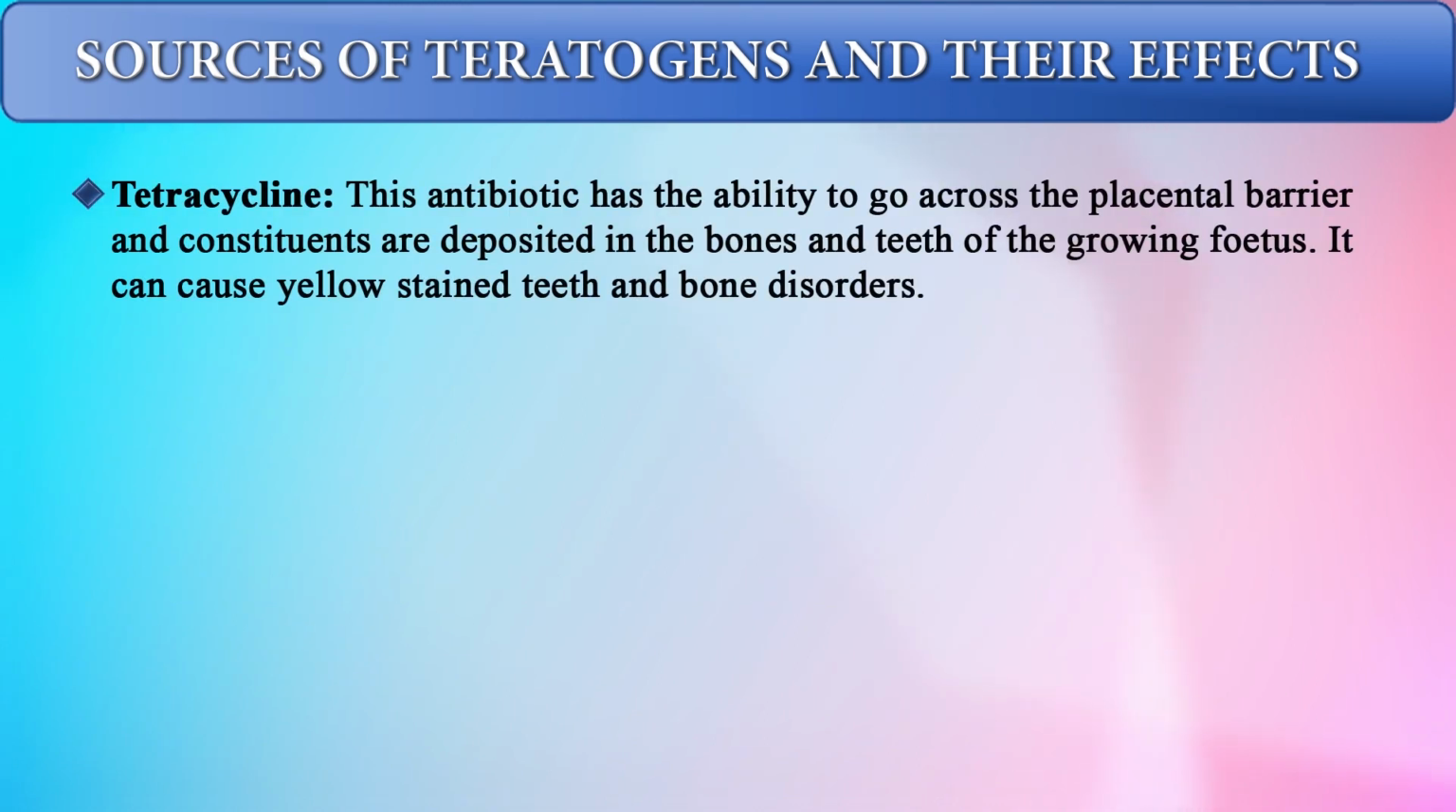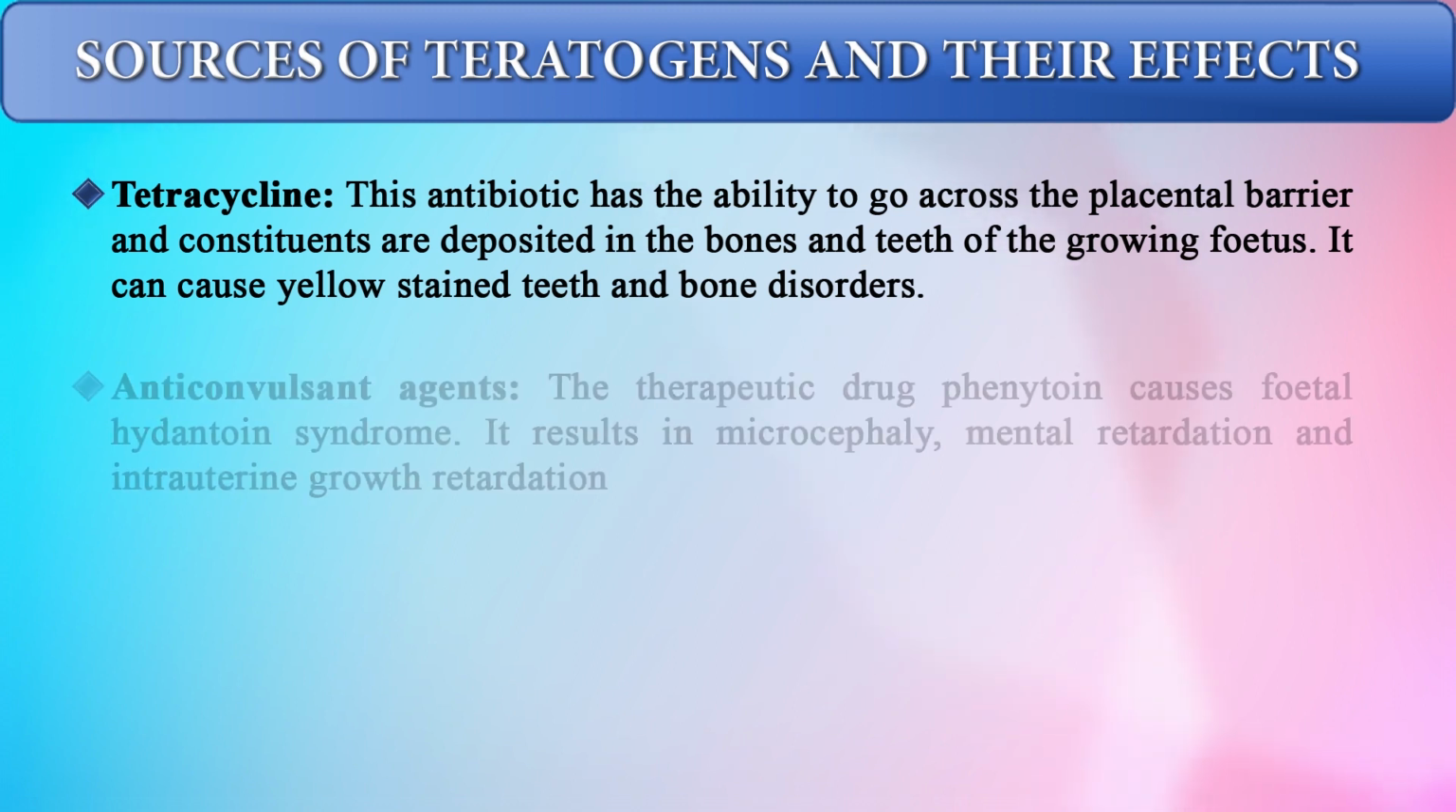Tetracycline. This is an antibiotic and it has the ability to cross the placental barrier, and these constituents will be deposited in the bones and the teeth of the growing fetus. That is why when these children are born, they can have yellow stained teeth and also certain bone disorders. It is all due to tetracycline.